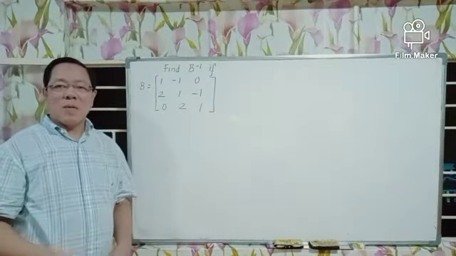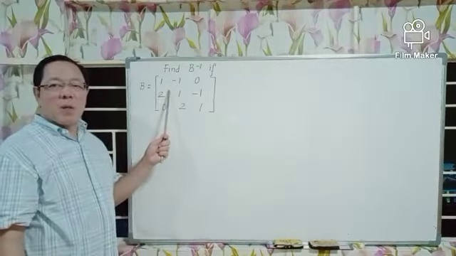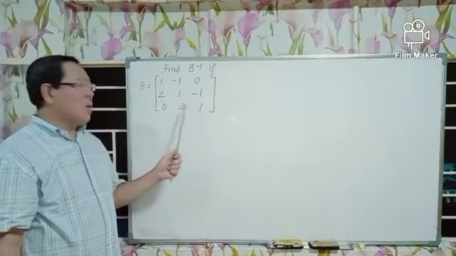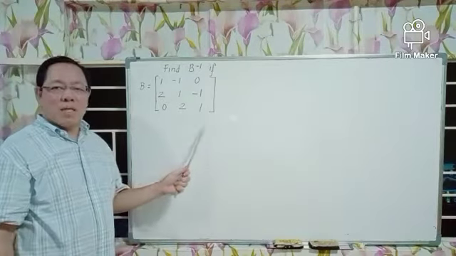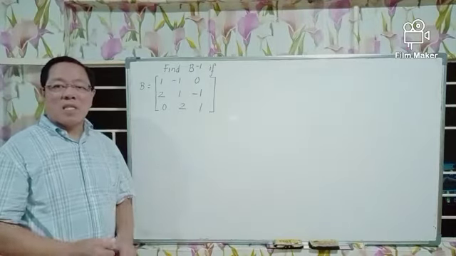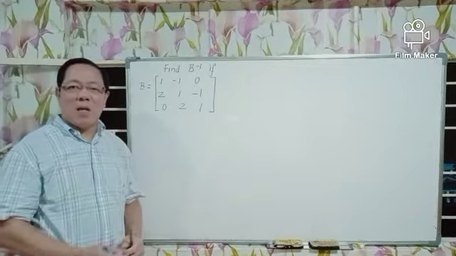Consider the 3 by 3 square matrix B with entries in the first row 1, negative 1, 0, then 2, 1, negative 1, then 0, 2, 1. And by using adjoint, the inverse of matrix B, denoted by B to the power minus 1, is given as follows.